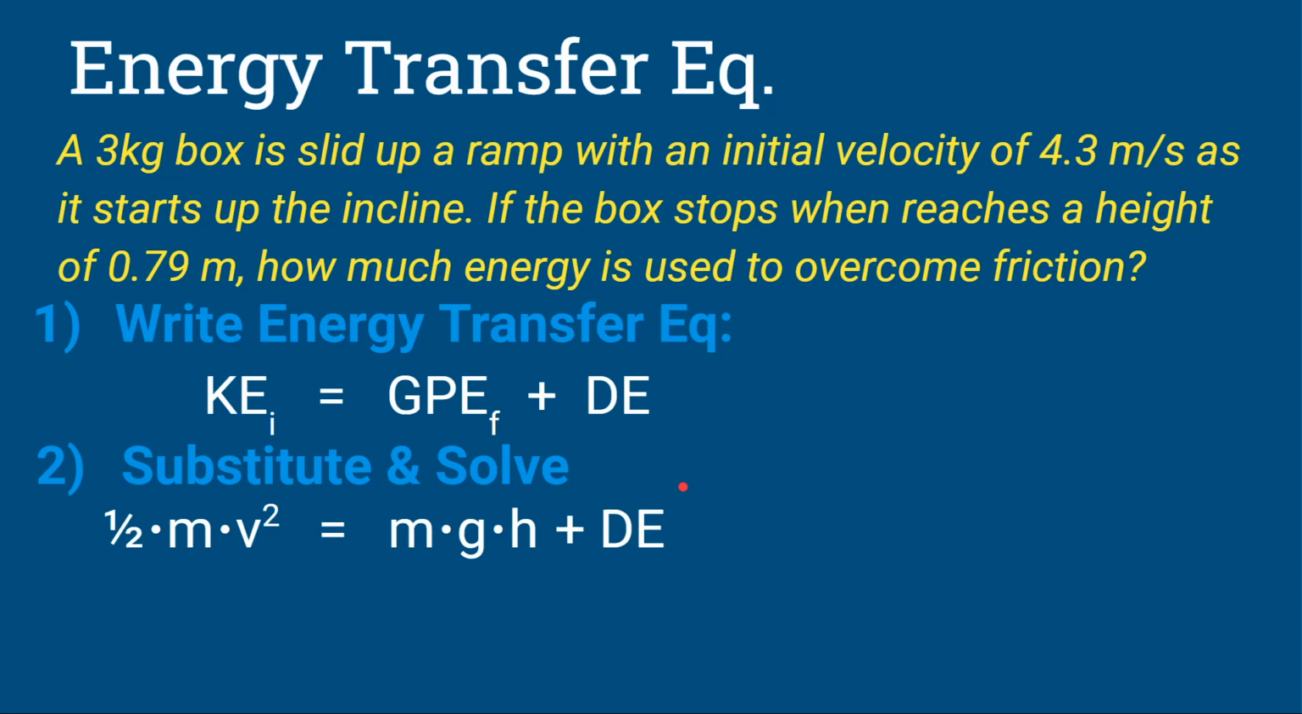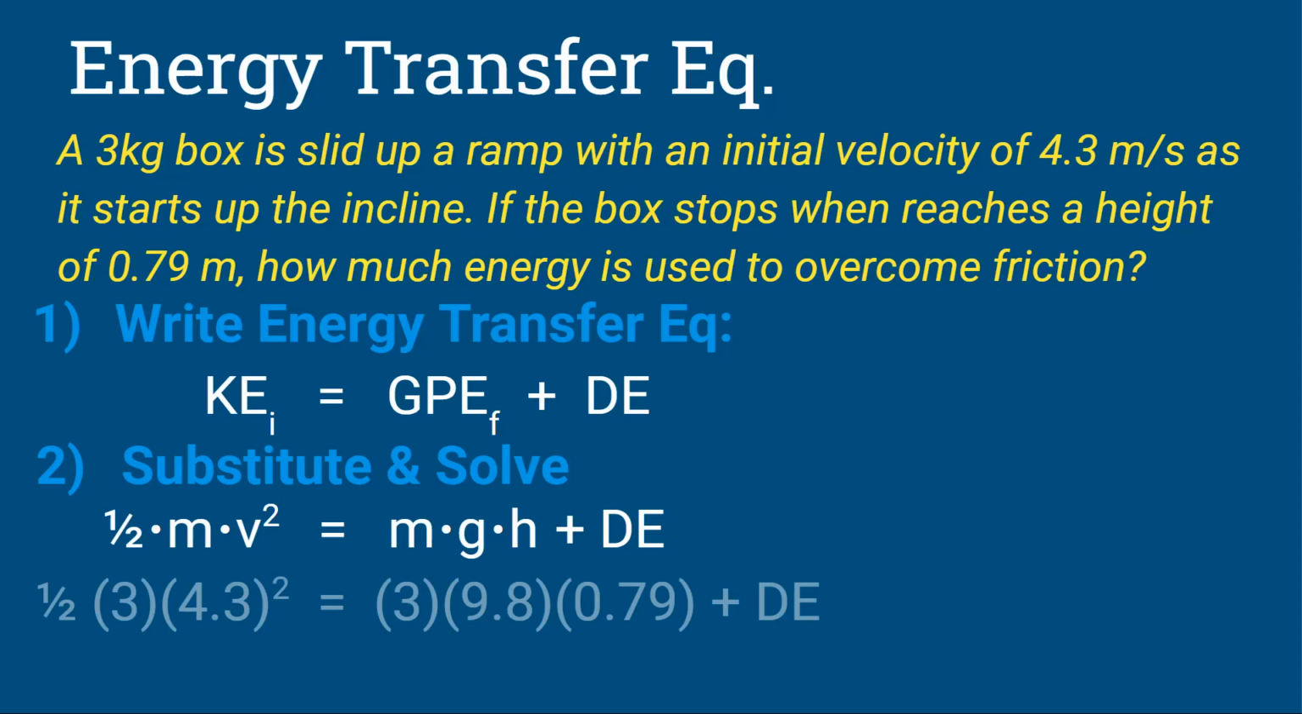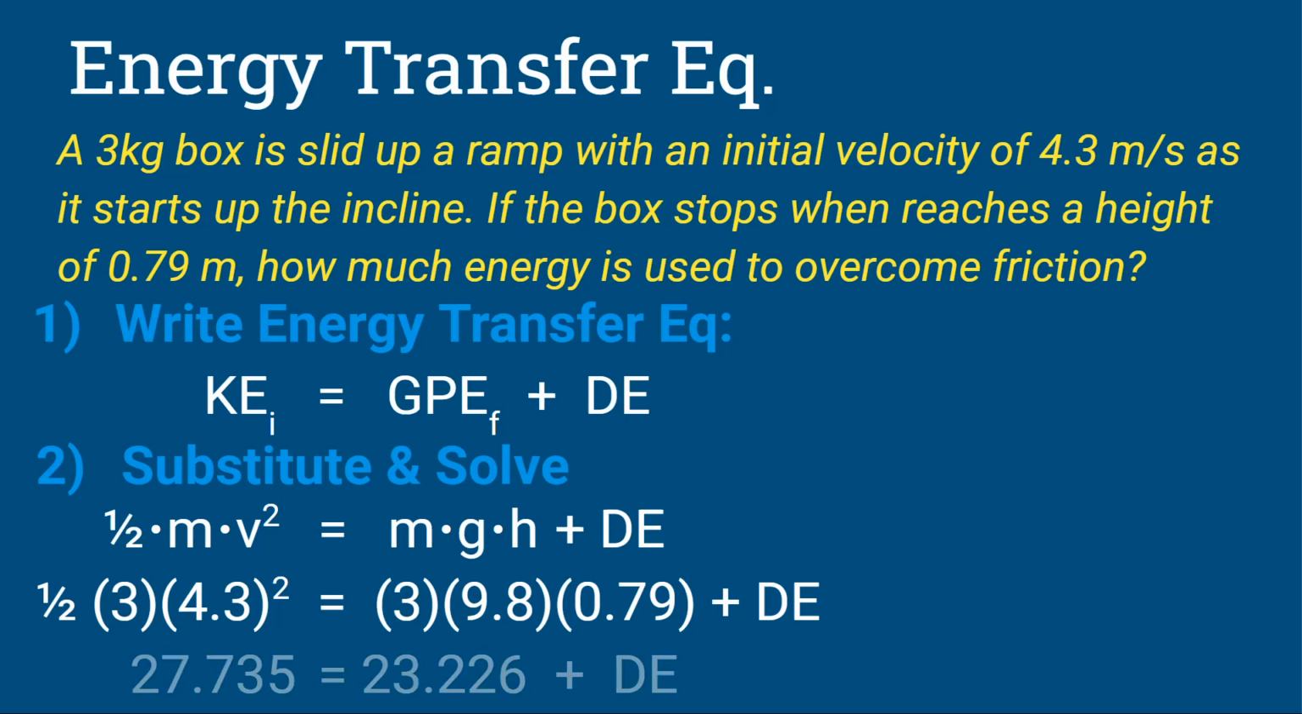Again, you can do it in steps: is my initial energy equal to my final? And if not, we can figure it out from there. Or you can do it with the equation. Putting the numbers in looks like this: 1/2 times my mass, 3 times my initial velocity, 4.3 squared, equals mgh, my same mass, times gravity, times that height that it says in the question, 0.79. Again, we're trying to see if these are equal. And look, my initial energy is 27.735. My final energy is 23.226.